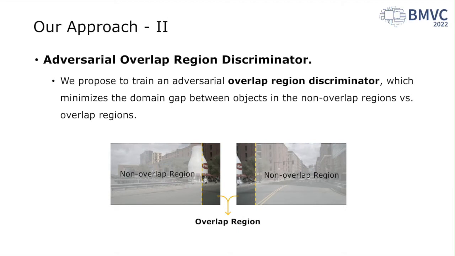We propose to train an adversarial overlap region discriminator, which minimizes the domain gap between objects in the non-overlap regions versus overlap regions. We validate from experiments that such adversarial training makes the overlap region performance more robust.